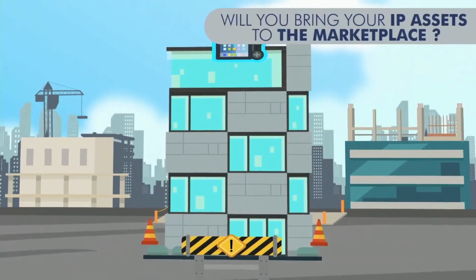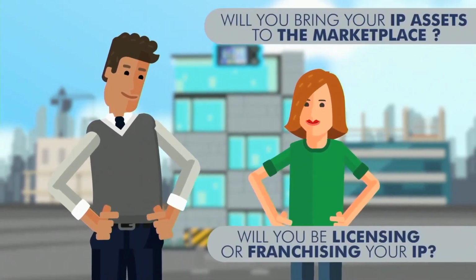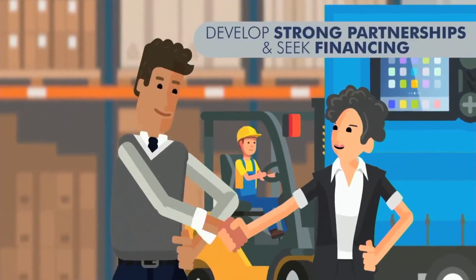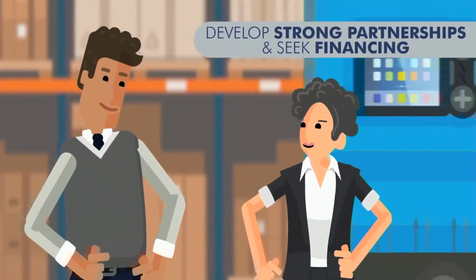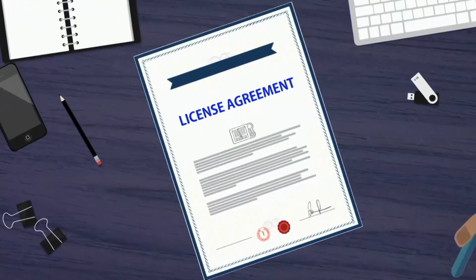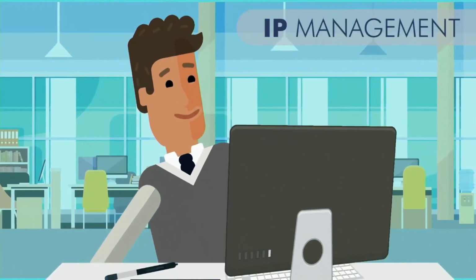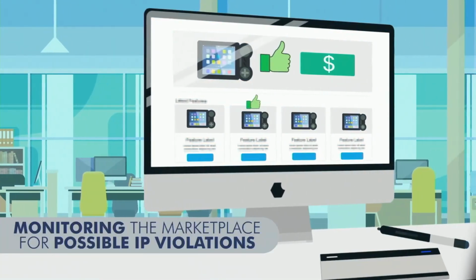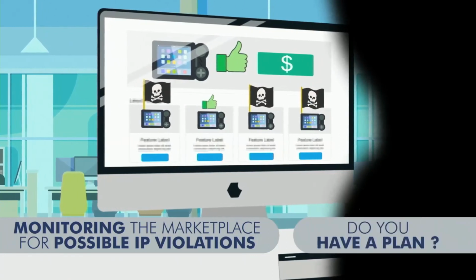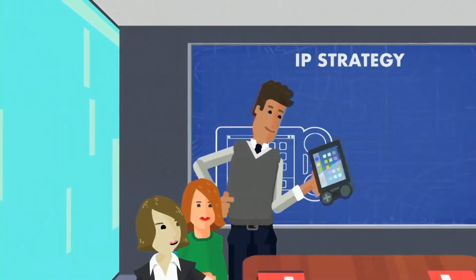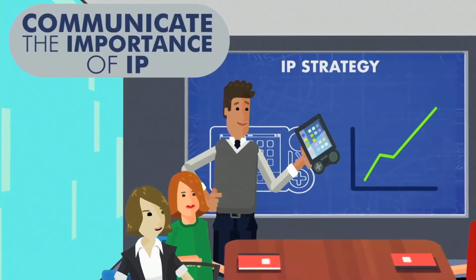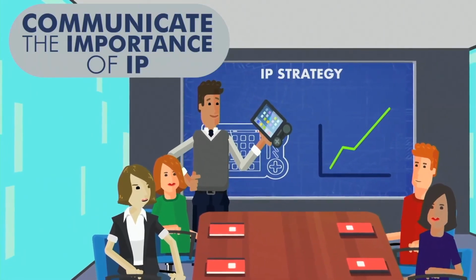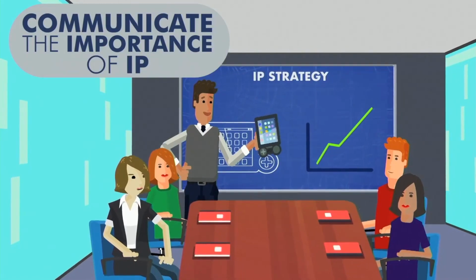Will you bring your IP assets to the marketplace? Or will you be licensing or franchising your IP rights to a third party? Having a solid IP strategy will help you develop strong partnerships and seek financing if required. It should indicate the types of agreements and terms your organization will support. Remember, you should define an IP management process which includes monitoring the marketplace for possible violations of your IP rights. Do you have a plan to defend and enforce your rights? Finally, it's a good way to communicate to your management team and your employees the importance of IP, your short and long-term vision, and the strategies you plan on using to leverage your IP.